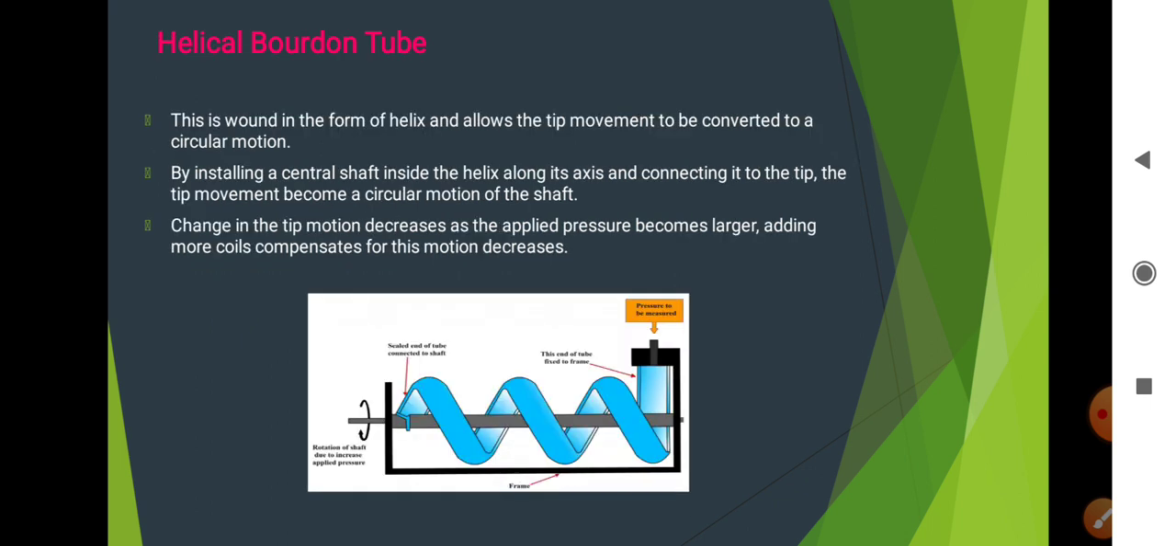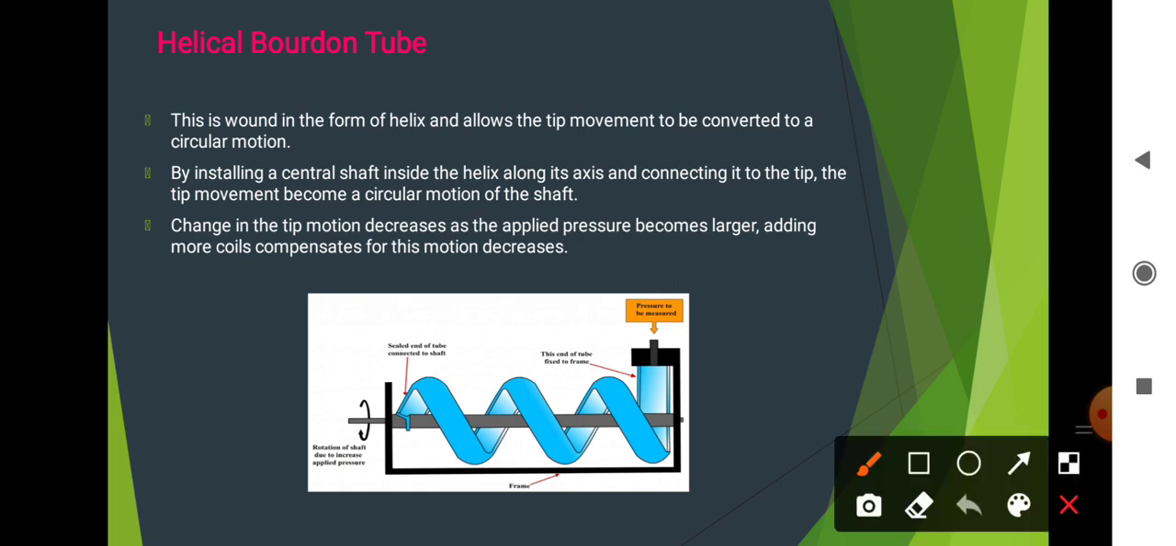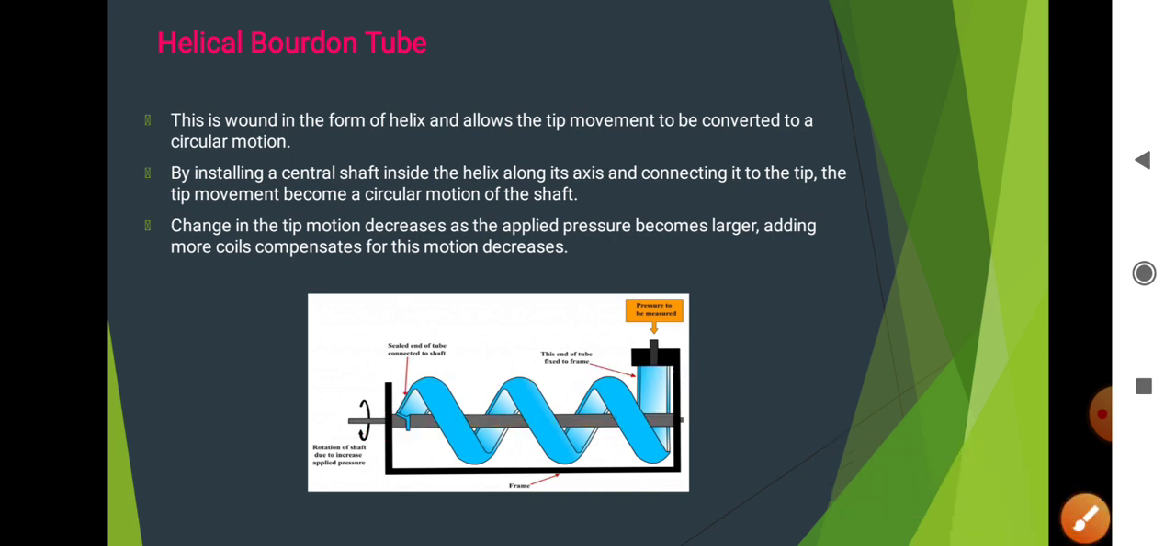Now the helical Bourdon tube. It is constructed like this, wound in the form of a helix, and allows the tip movement to be converted into circular motion. How? By installing one shaft inside this helix, and this shaft is connected to the tip. As the shaft rotates in circular motion, the tip movement becomes the circular motion of the shaft. So this Bourdon tube has greater tip movement than the spiral type.